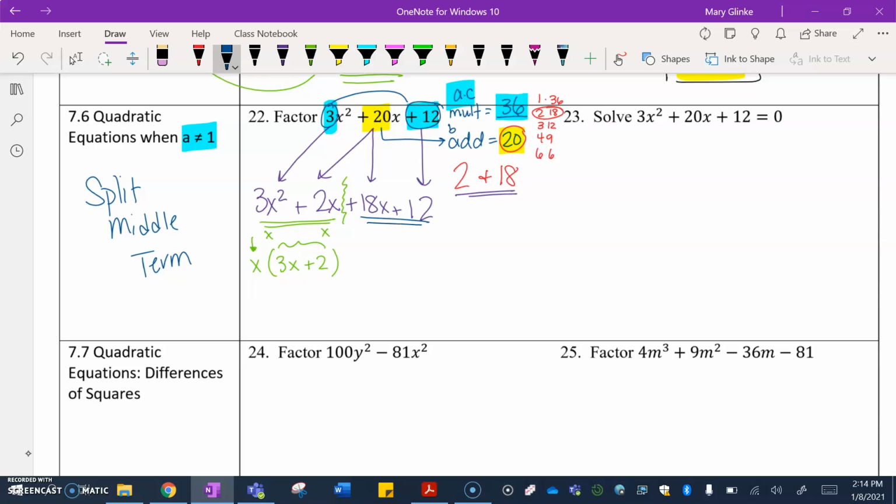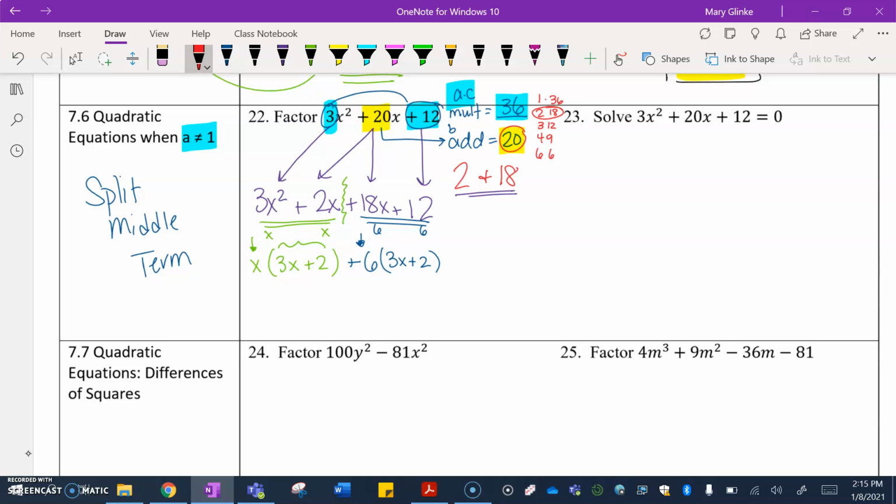For the next two, you ask yourself, well, what does 18 and 12 have in common? And so those have a 6 in common. So we put our GCF out in front, and we divide each of our terms here by 6 to get 3x plus 2.